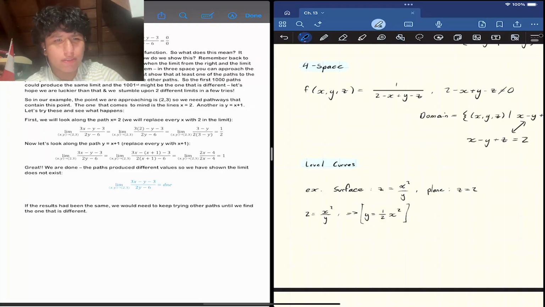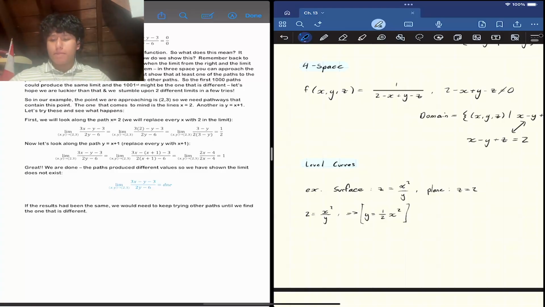So the first one's just x equals 2. The second one's y equals x plus 1. And you get 1/2 and then 1. Obviously, those are different. So as you approach along y equals 2 and y equals 3, you get different values, so the limit doesn't exist. If they are the same, you just got to keep trying it out. Keep trying your luck.